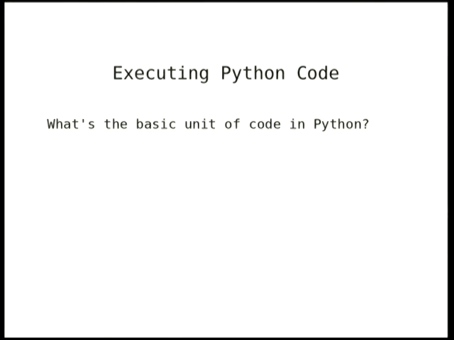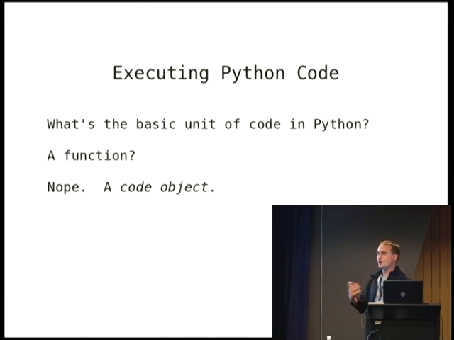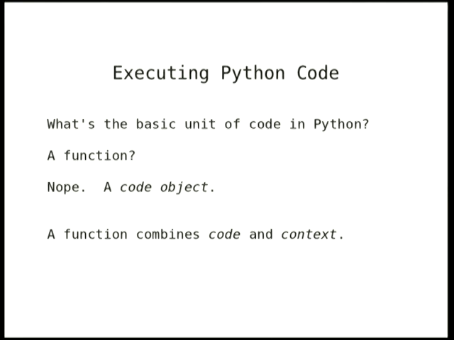So if I were to say to you, look, what is the most basic unit of code in Python? A fair enough answer would be, well, it's a function, right? I def a function, it's got some code in it, and I can execute that code. Not quite. Python actually has these things called code objects. They live under the covers of all of the things that you do in Python. And when you define a function, you're actually declaring two things. You're creating a code object, and you're giving it a context in which it's supposed to execute.